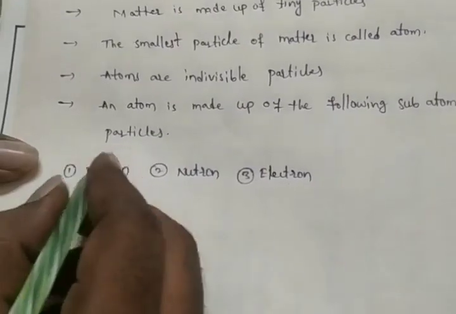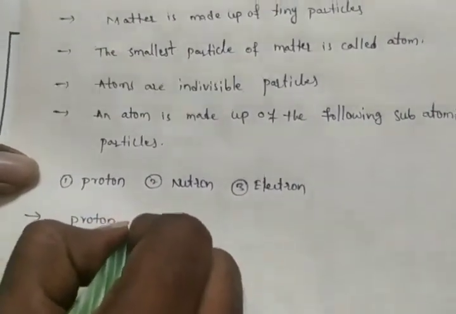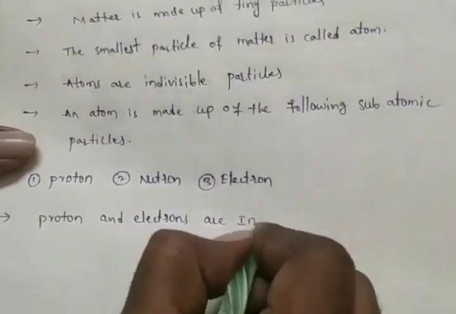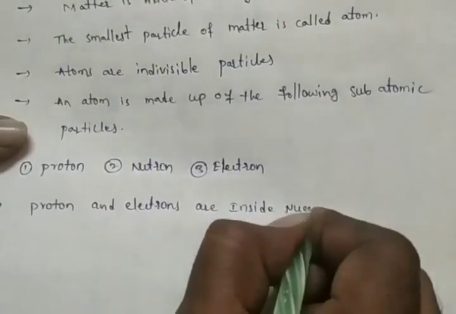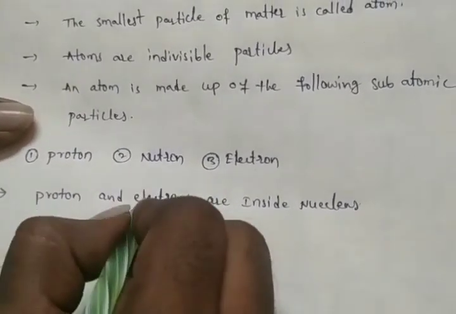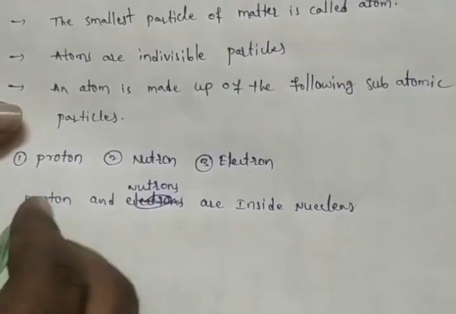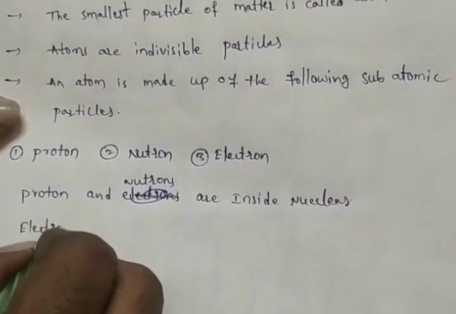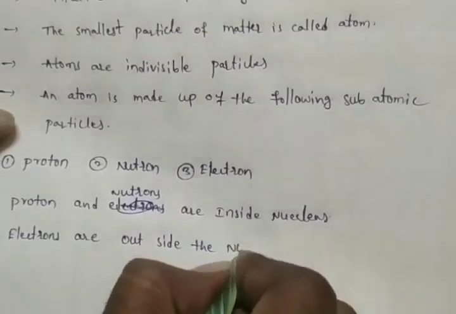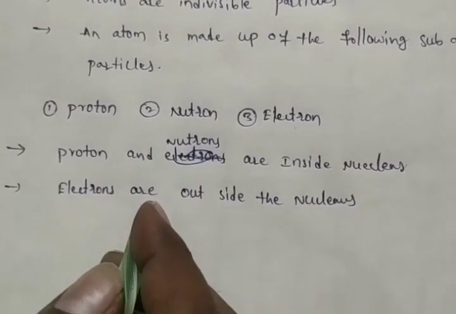Here, protons and neutrons are inside the nucleus, and electrons are outside the nucleus. Okay, this is about the basic concepts of matter.